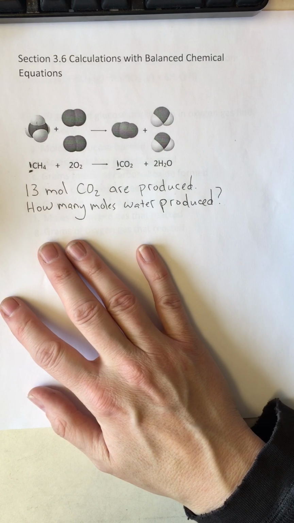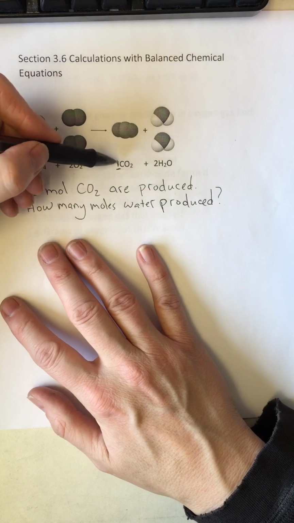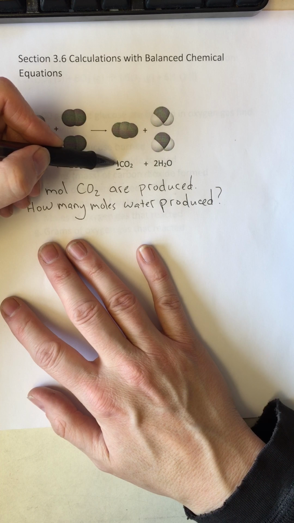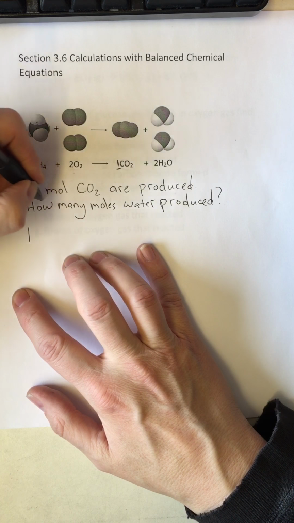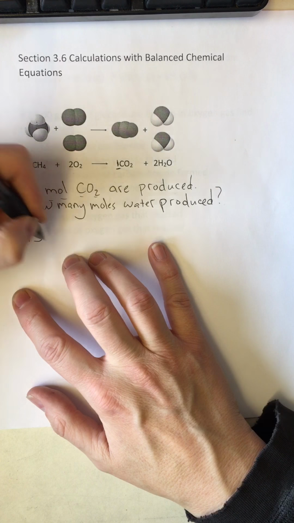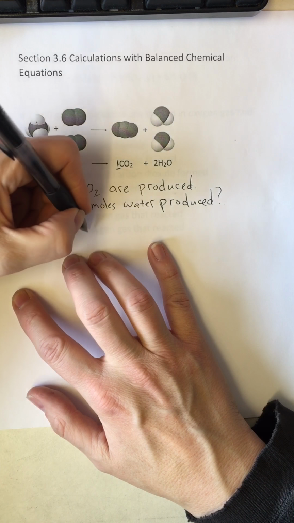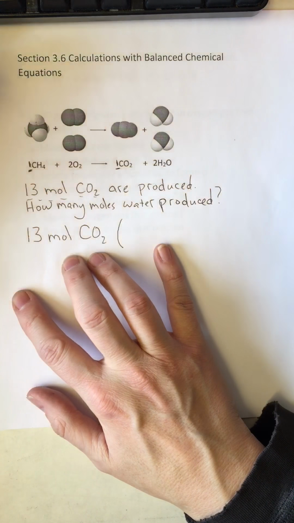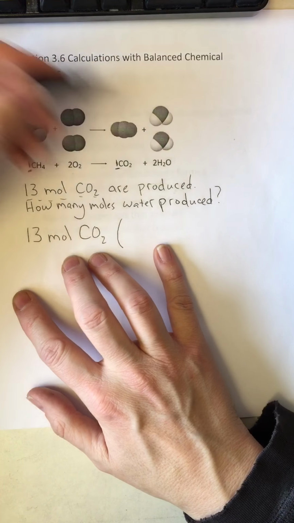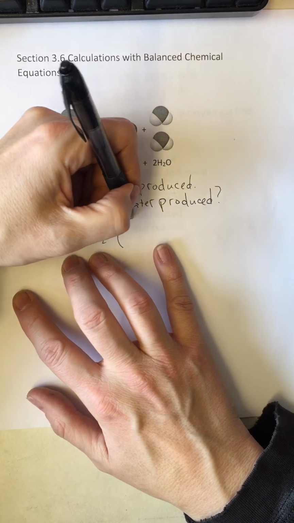Okay, well, it's relatively simple. Every time that 1 carbon dioxide is formed, 2 waters are formed. So we take the information that we're given, and we multiply that by the material that we want, which is the water. Our question's about water. So 2 moles of water.